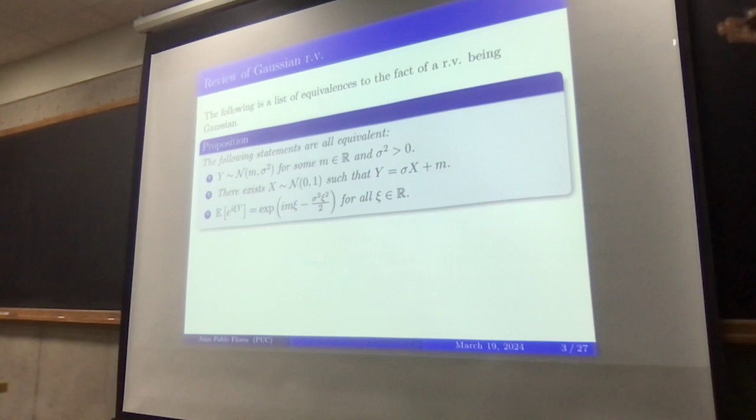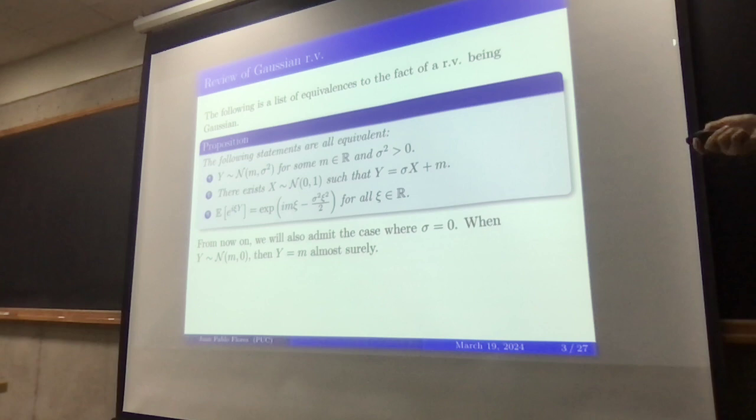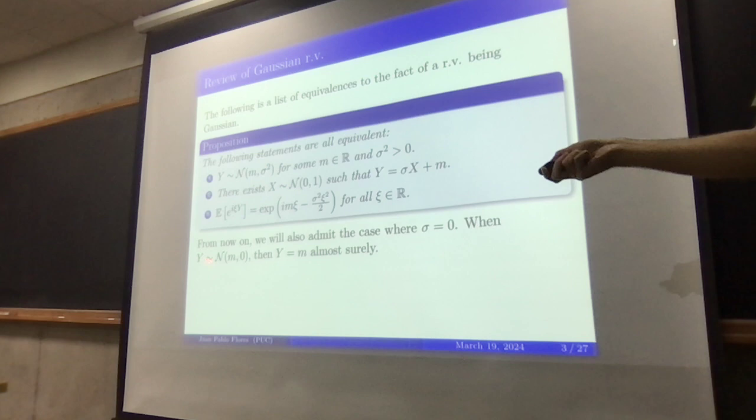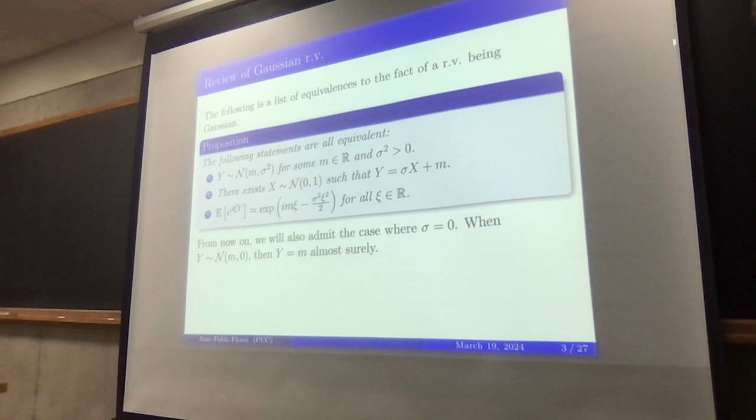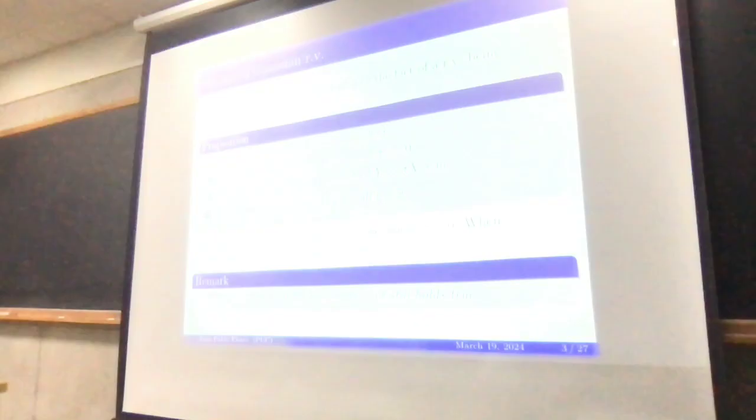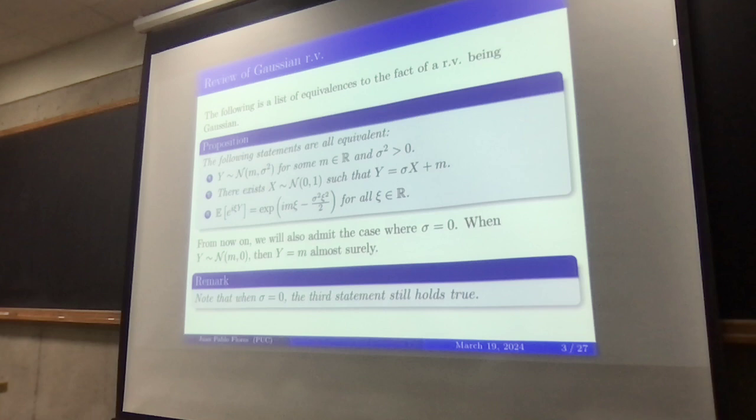So, in the book, they seem interested also in the case where sigma squared is equal to zero. In the book, we also admit that when sigma is equal to zero, the random variable is also a Gaussian. So, if we have that Y has a Gaussian distribution with mean m and variance zero, that is going to be a constant, almost surely. Just an observation: if we have sigma equal to zero, we still have this formula for the characteristic function. We need only to plug in sigma equal to zero.